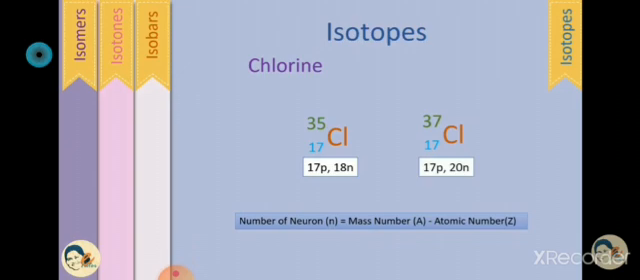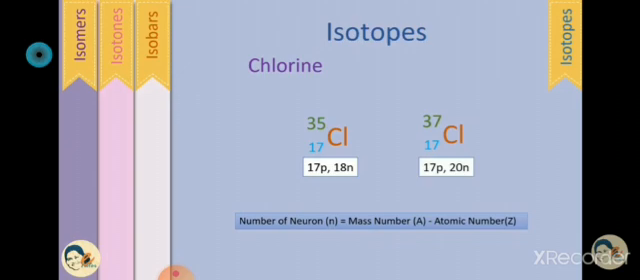In the first element the atomic number is 17 and the mass number is 35. We have to substitute those numbers in the formula. For the first one the mass number is 35 and the atomic number is 17, so we subtract 35 minus 17. We get 18 as the number of neutrons.